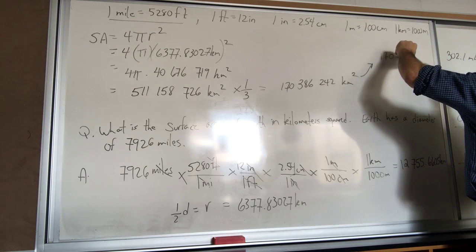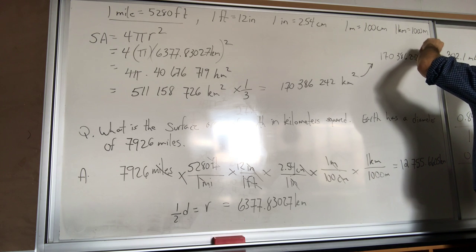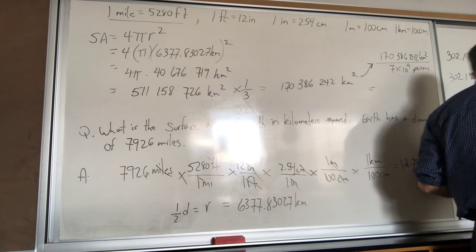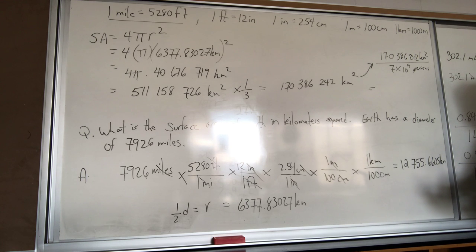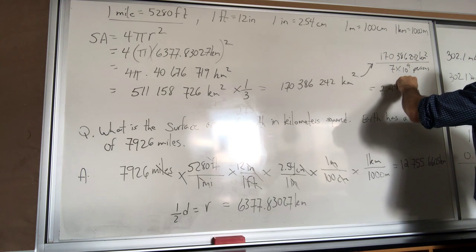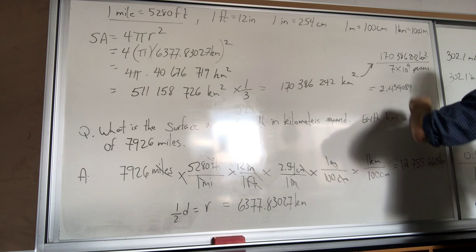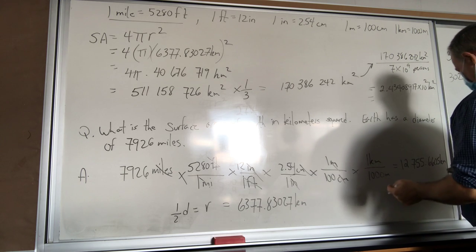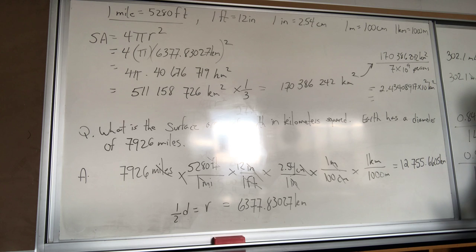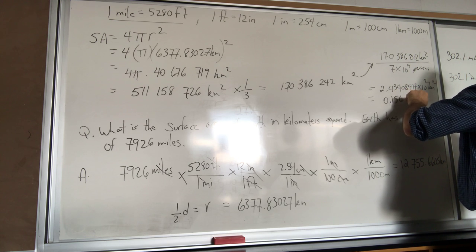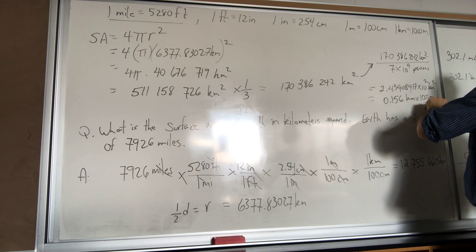So 170,386,242 kilometers squared per 7 billion persons. So we're going to find out how much each one of us has. Each one of us has 2.43408917 times 10 to the minus 2 kilometers squared. So one edge of that, if you take the square root, would be 0.156, or times 1,000 meters per kilometer, 156 meters.